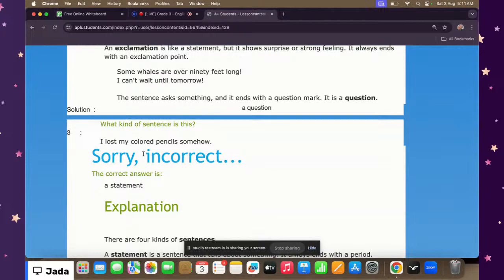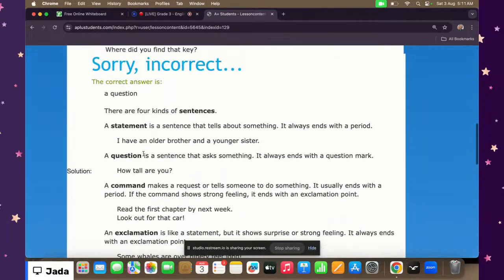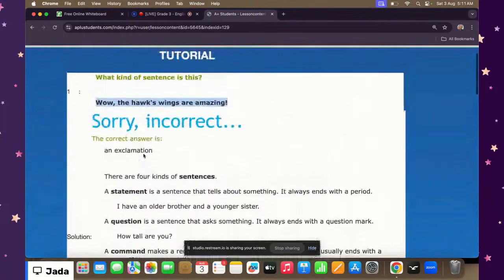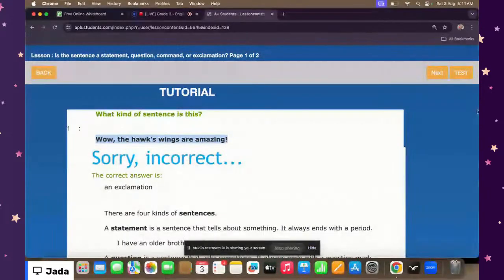So next one is, I lost my colored pencil somehow. So you were telling us that you lost your colored pencil somehow. You have no idea how you lost it, but you're just making a statement. That means you're telling us something, oh, I cannot find it. So that's a statement. Okay? So moving on, we will go to the test and as usual, send in your answers.